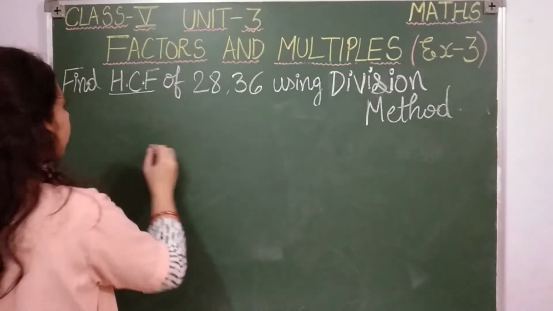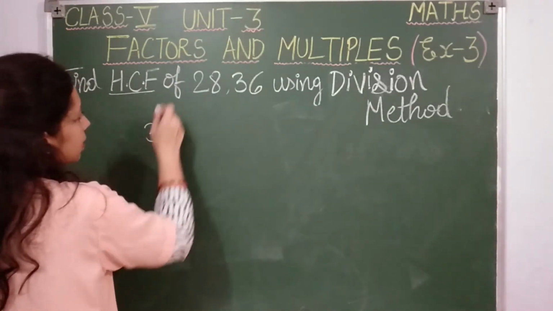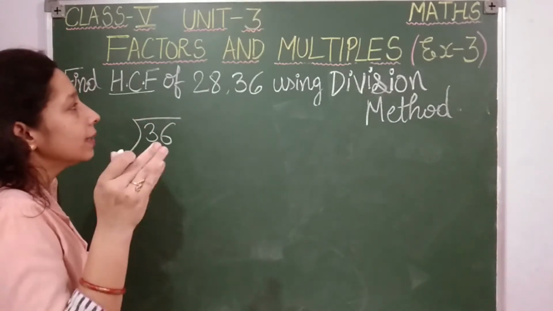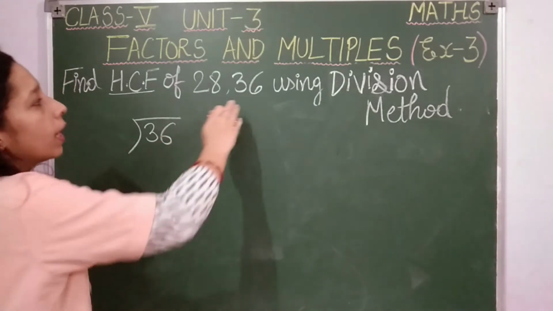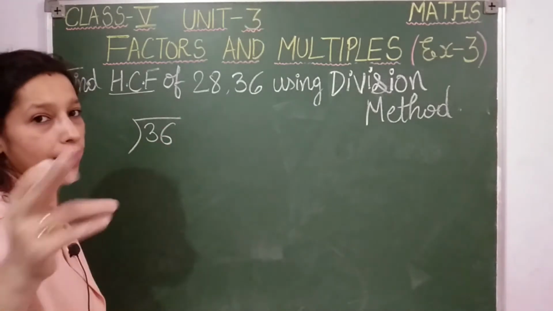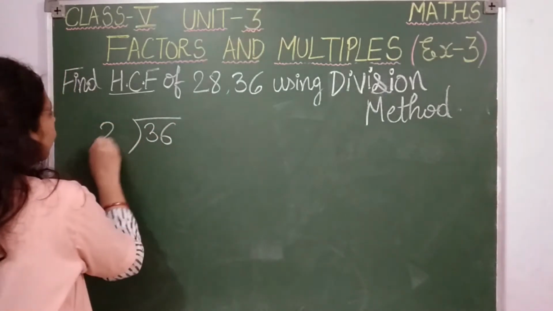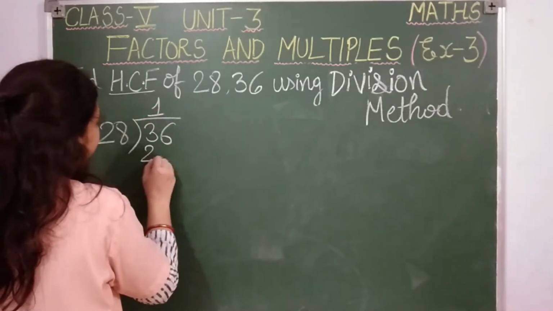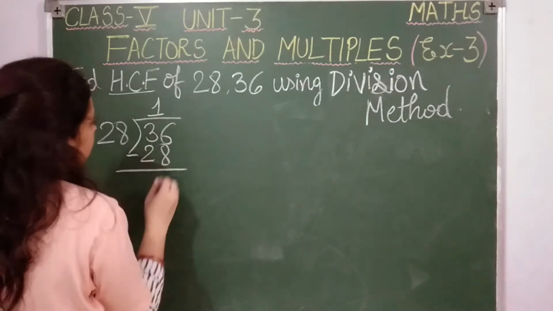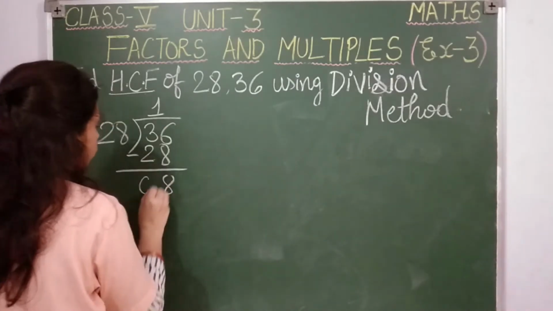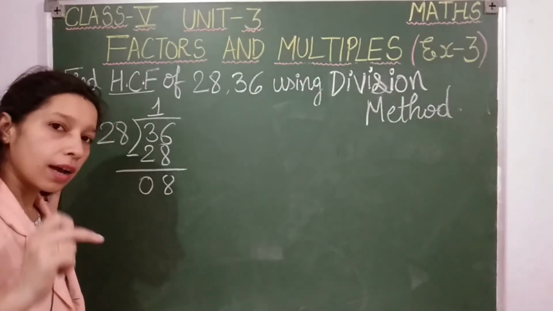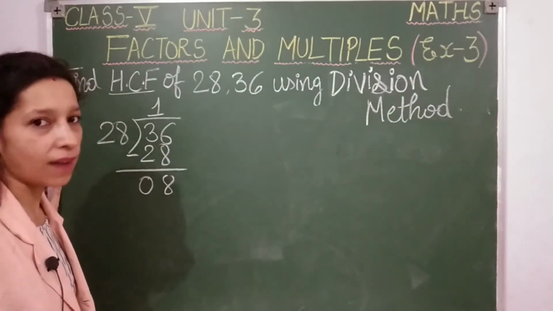Okay, highest number will become your dividend, as 36 is the highest number among these two, so it will become my dividend. Then the number just smaller than the greatest number will become the divisor. So here 28 will become the divisor. Now divide. 28 ones are 28. Okay, 16 minus 8, 8, 2 minus 2, 0. So I got 8. This is the remainder now, students. Now this remainder will become your divisor.